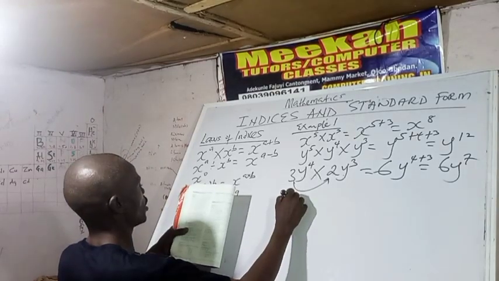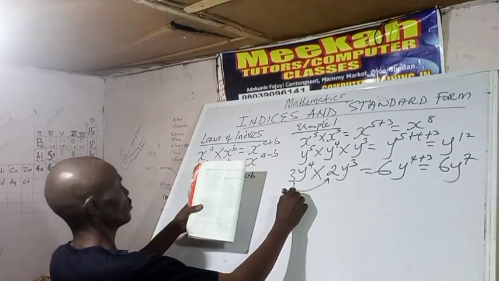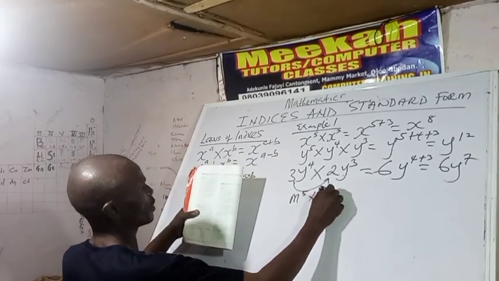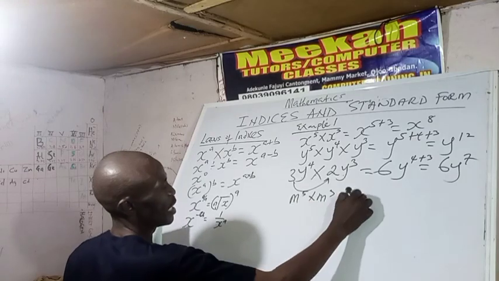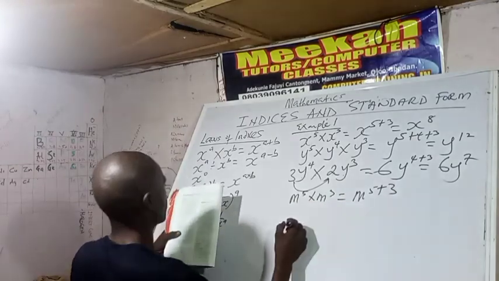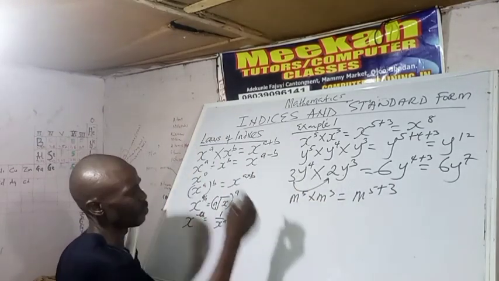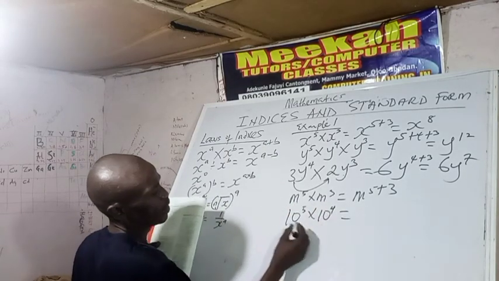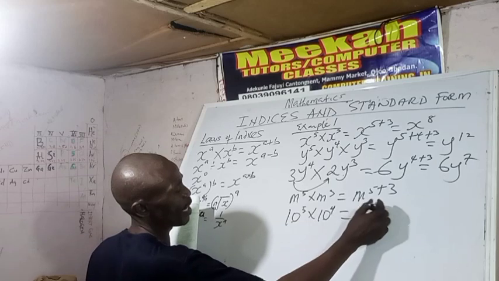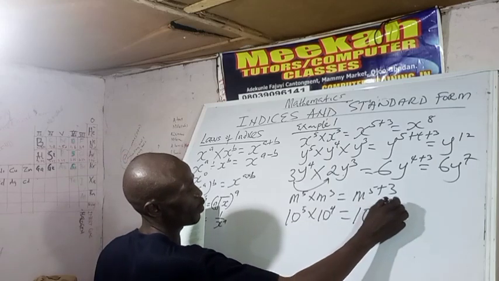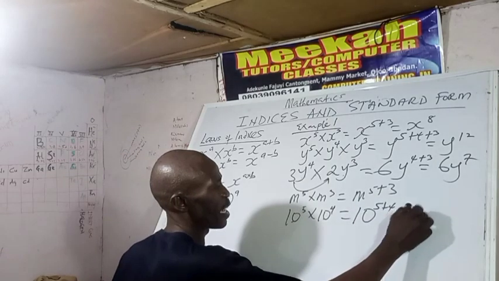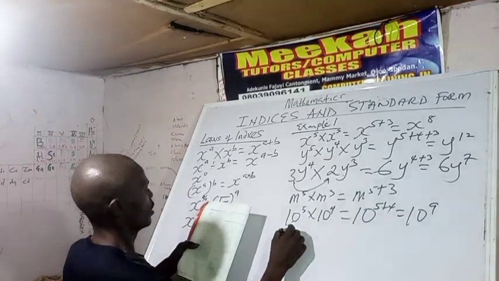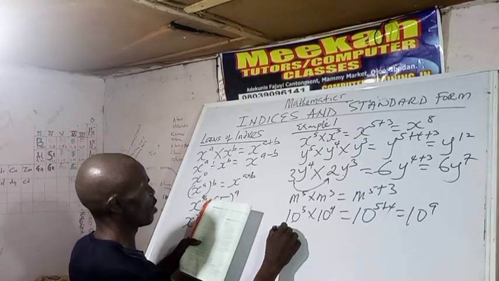Let me see another one again. We have m raised to power 5 times m raised to power 3. They become m raised to power 5 plus 3. What if it comes in terms of numbers? 10 raised to power 5 times 10 raised to power 4. The 10 represents the base, so it becomes 10 raised to power 5 plus 4. This becomes 10 raised to power 9.